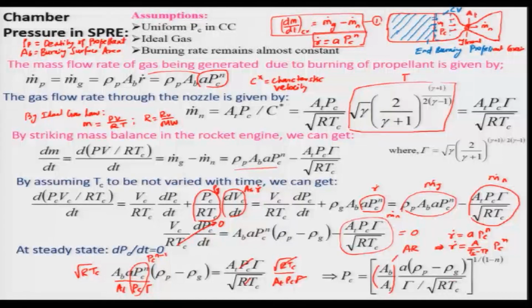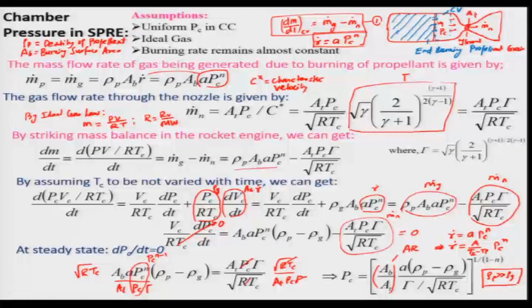Generally you can see that rho_p is much higher than rho_g, because the density of gas depends on the chamber pressure, and it will be much lower than rho_p. rho_p is of the order of maybe 1800 kg per meter cube, whereas rho_g will be at least one order of magnitude lower, even lower than that. So sometimes rho_g can be neglected as it tends towards 0, giving a simplified formula.